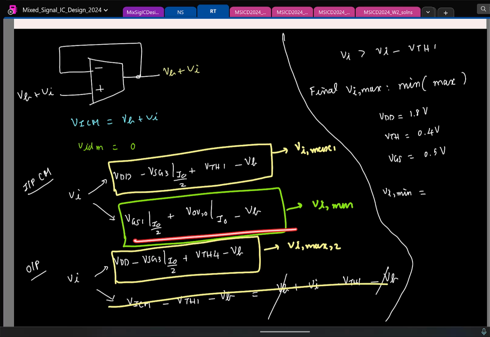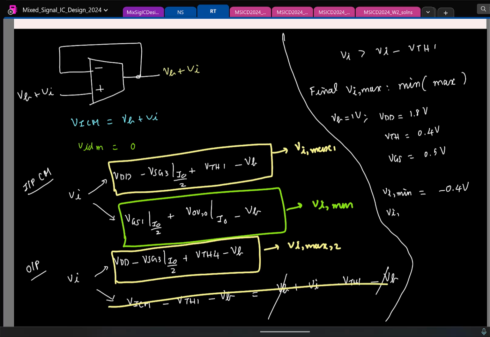So Vi minimum is this. So what is this equal to? And let's say Vb is 1 volt. Okay. Just plug in numbers and tell me what is VGS1. How much is VGS1? 0.5. All VGS is 0.5. Okay. How much is the overdrive voltage? Overdrive voltage is VGS minus VTH. How much is that? So this is 0.5 plus 0.1, 0.6. So 0.6 minus 1 volt. So this is minus 0.4 volts.